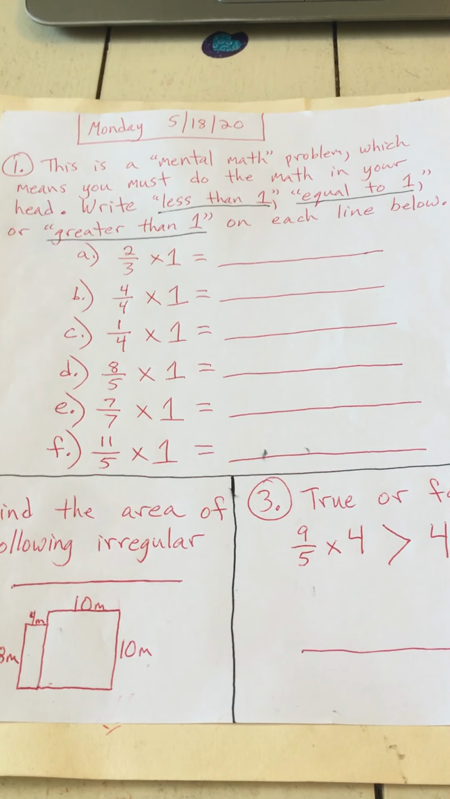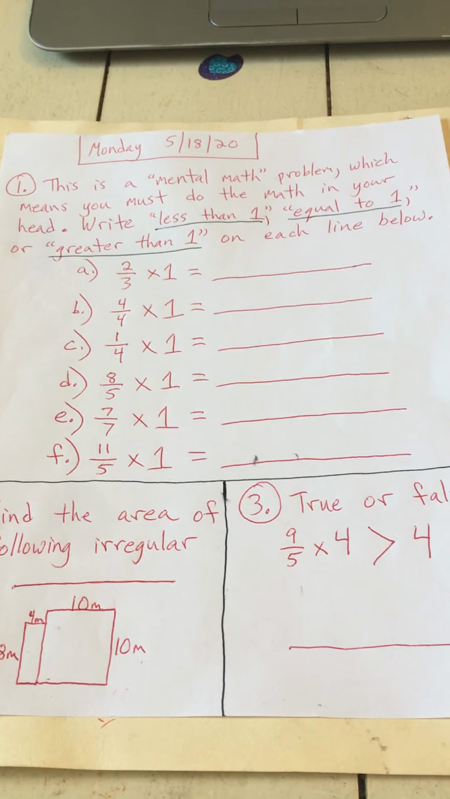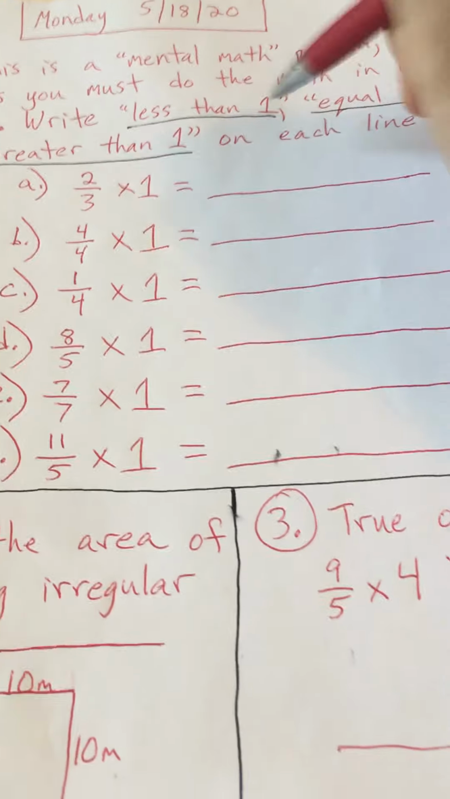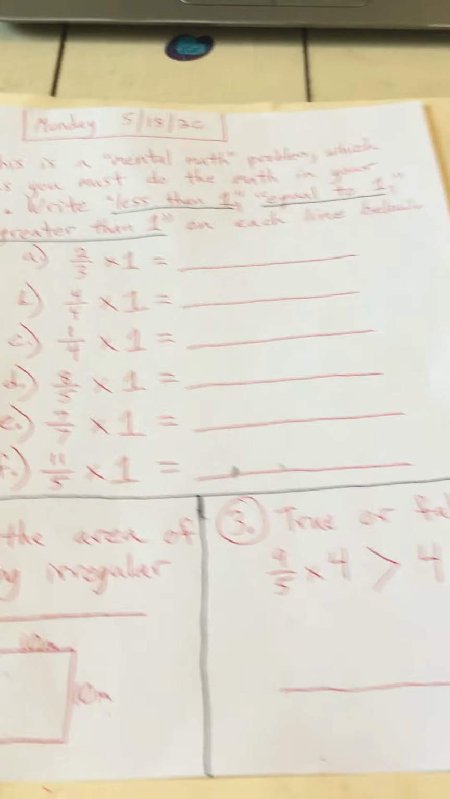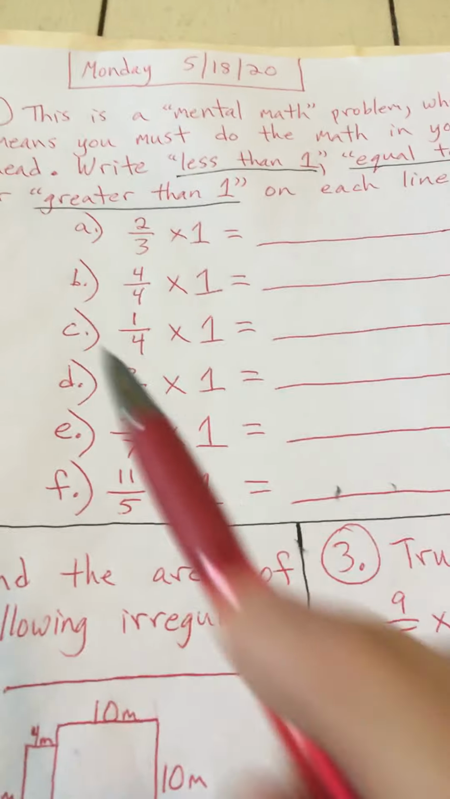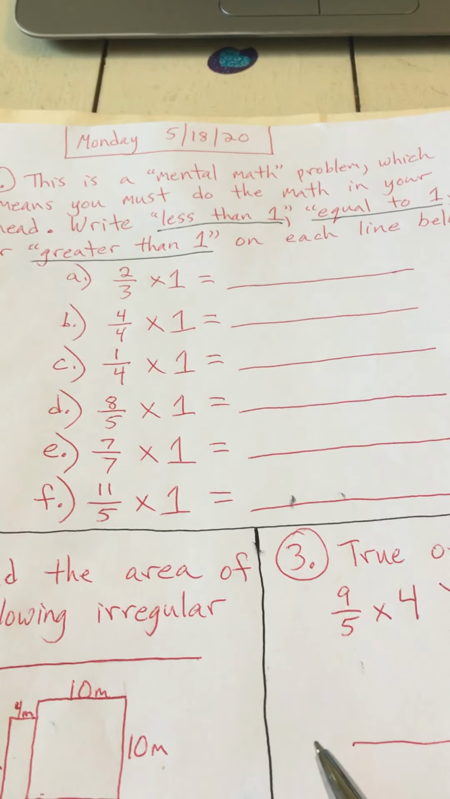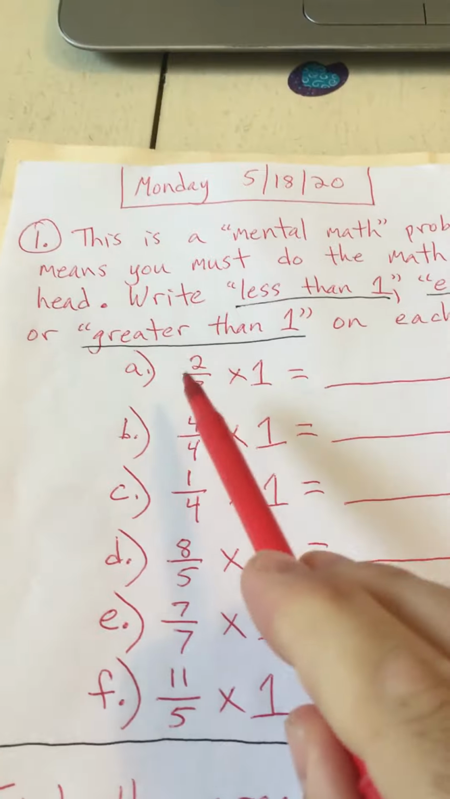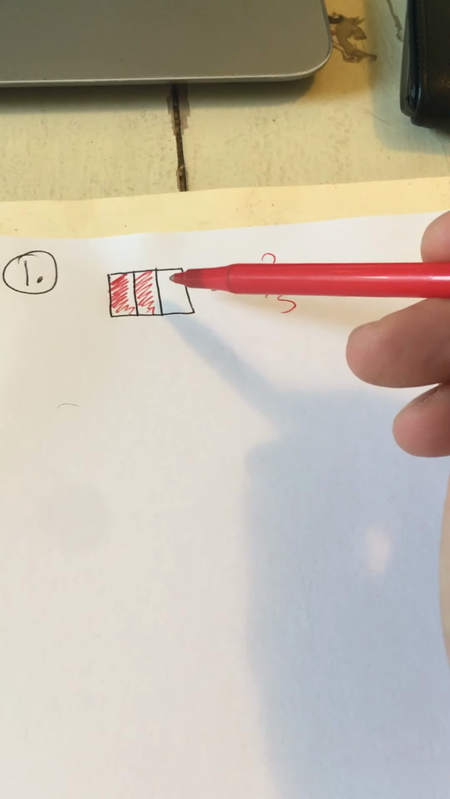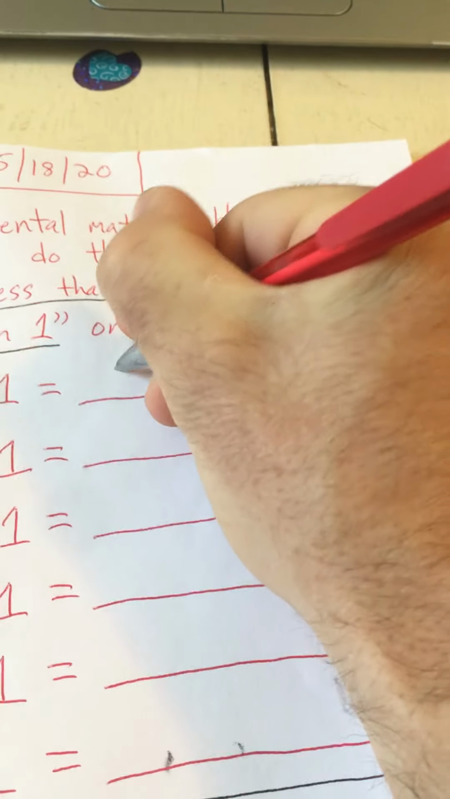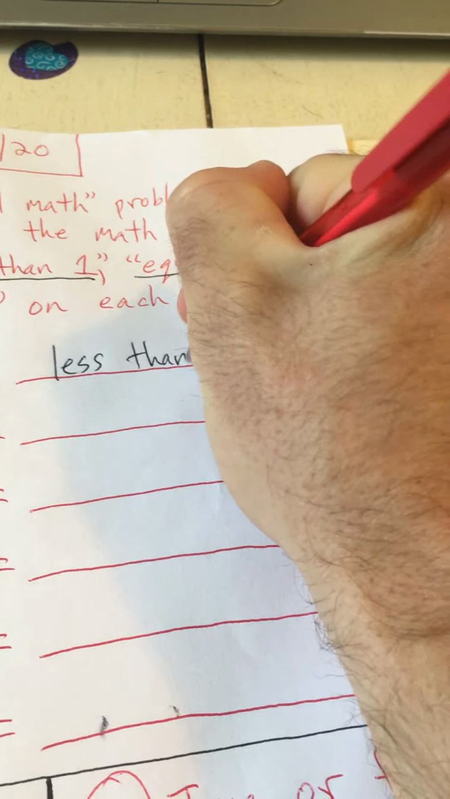It says write less than 1, equal to 1, or greater than 1 on each line below. So that is our directions. Part A says 2/3 times 1. Is it less than, equal to, or greater than 1? If we had 2/3 one time, 2/3 times 1, it equals 2/3. So since 3/3 would be 1, 2/3 is less than 1. So 2/3 times 1 is less than 1.